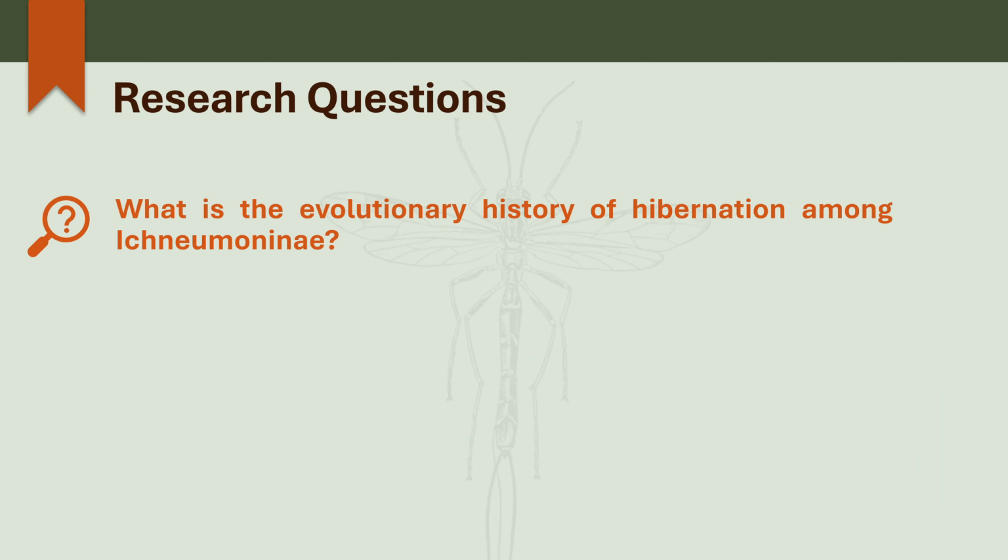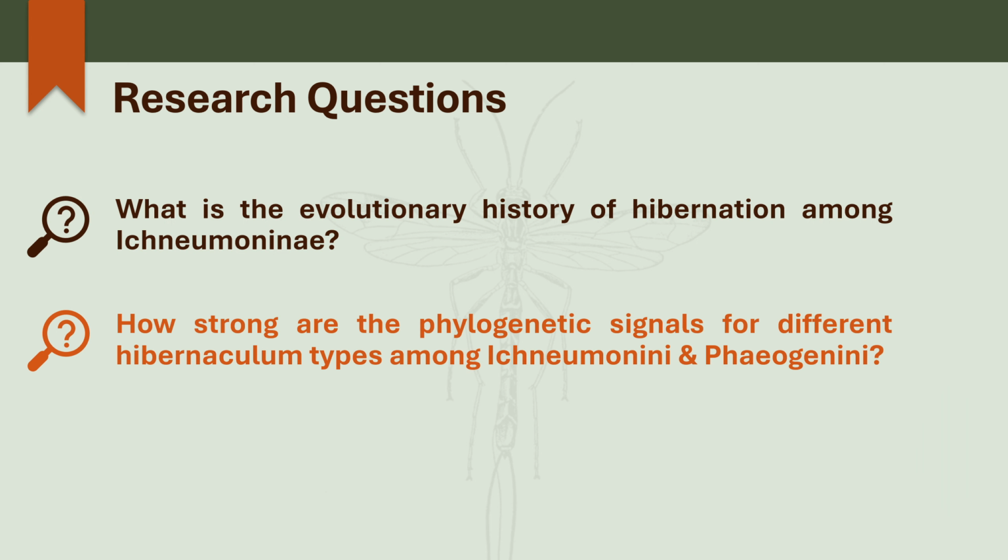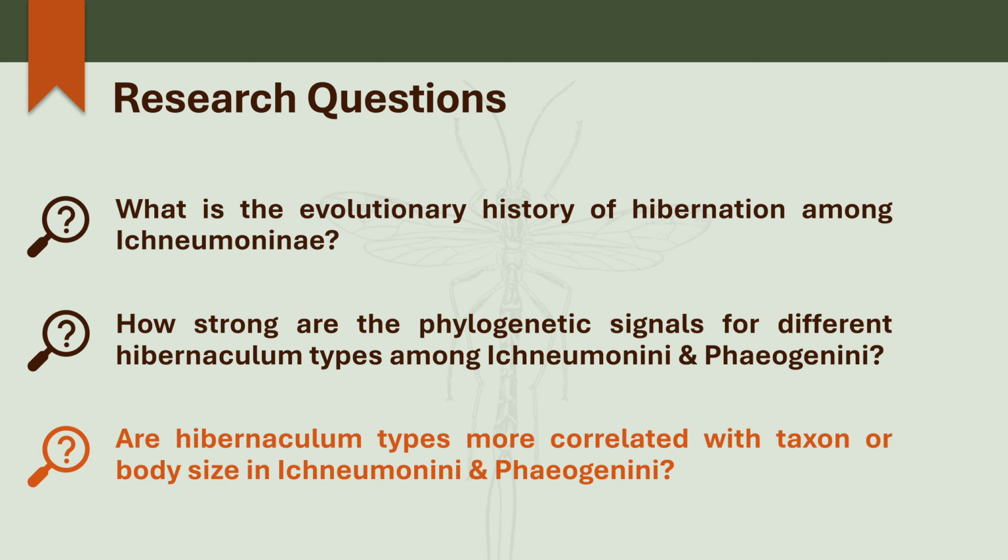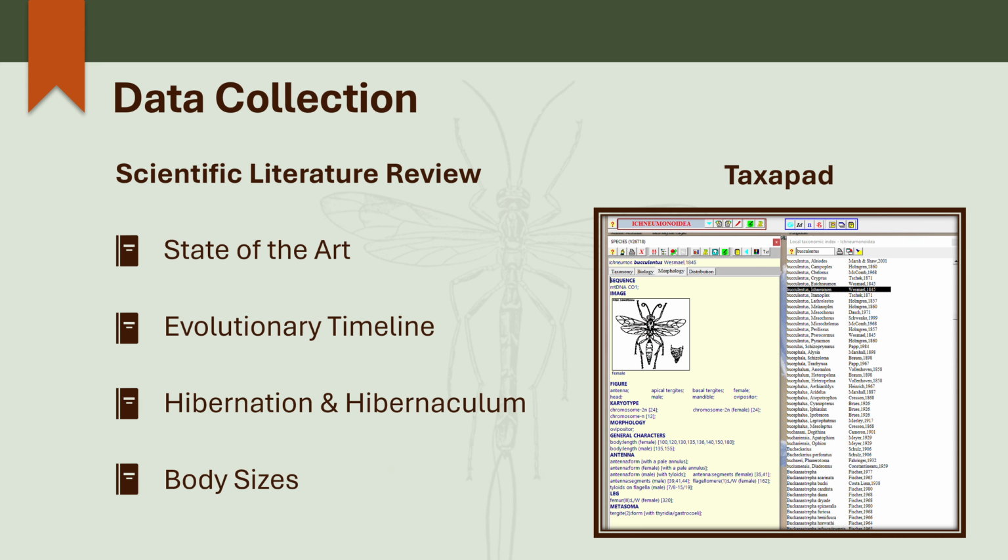So I would like to know what the evolutionary history of hibernation is among genera within the subfamily Ichneumonidae. I would like to know how strong the phylogenetic signals are for various hibernaculum types within the tribes Ichneumonidae and Phaeogenidae, and I would like to know whether these hibernaculum types are more correlated with taxon or with body size within these tribes.